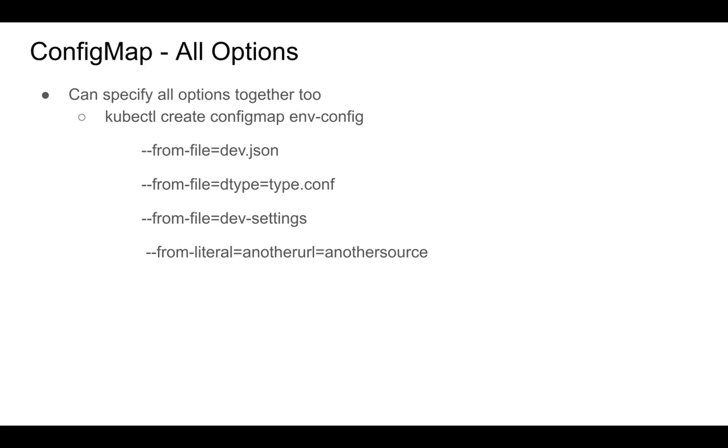You could always do it in the YAML file also. Once you create this config map, you can run kubectl get configmap env-config -o yaml. It will show you the YAML which you could have used to create this config map instead of creating this config map content from the command line.